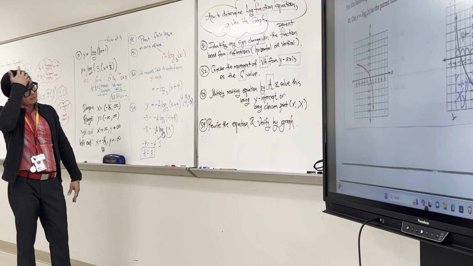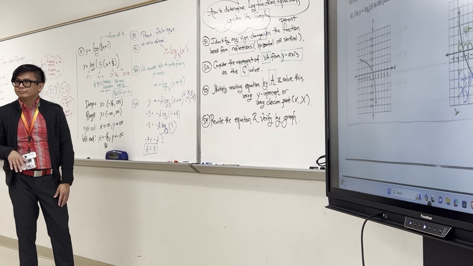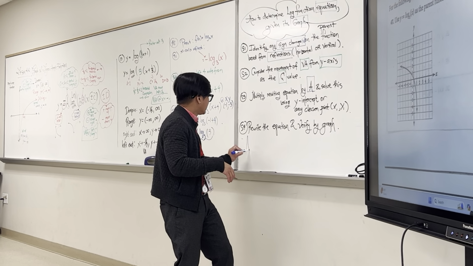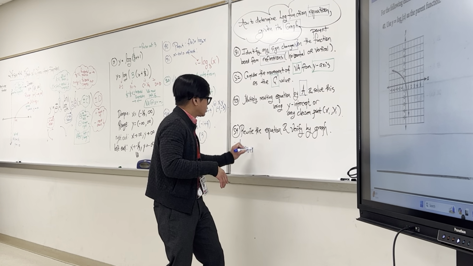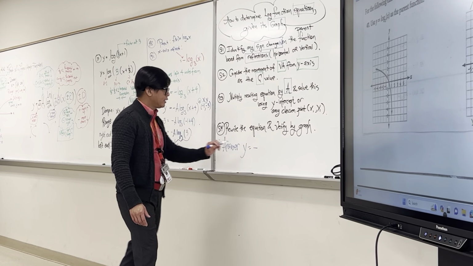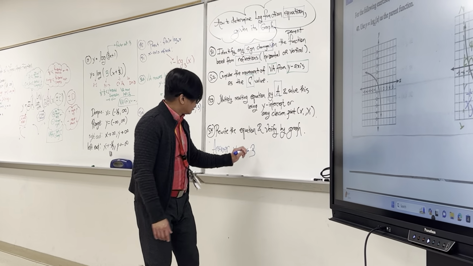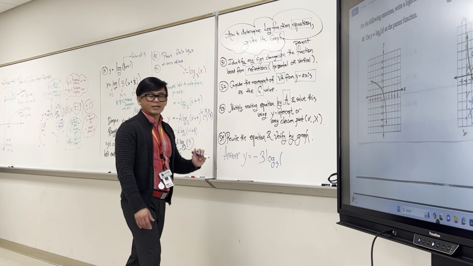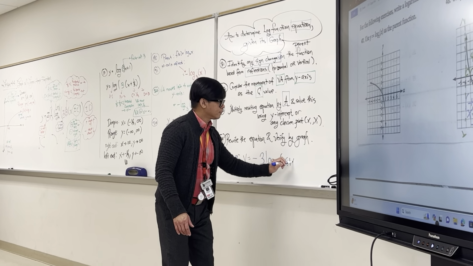Let's read this step number 4, okay? Angelina, go ahead, please. Rewrite the equation and verify by graph. All right, thank you. So what's our final answer? So the answer will be as follows. Y is equal to negative, what's your A again? 3, right? Log base 3 of x plus 4, right?